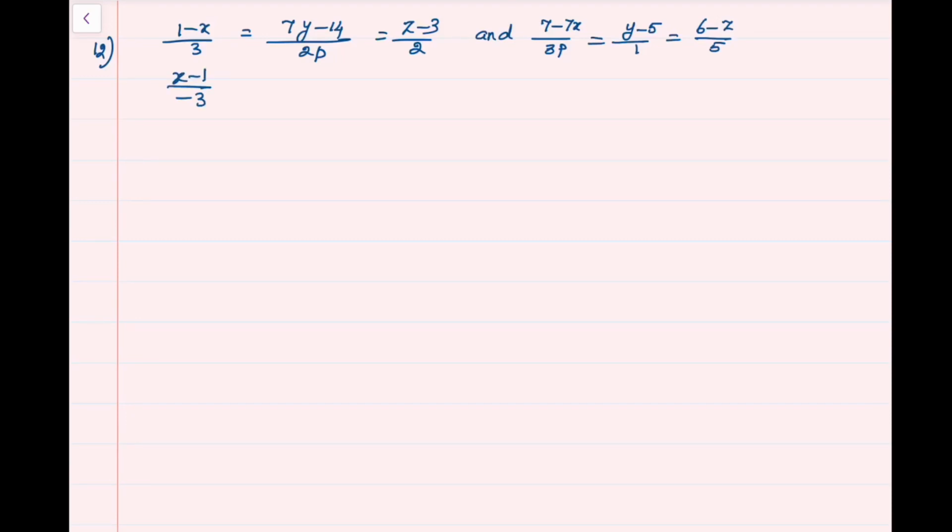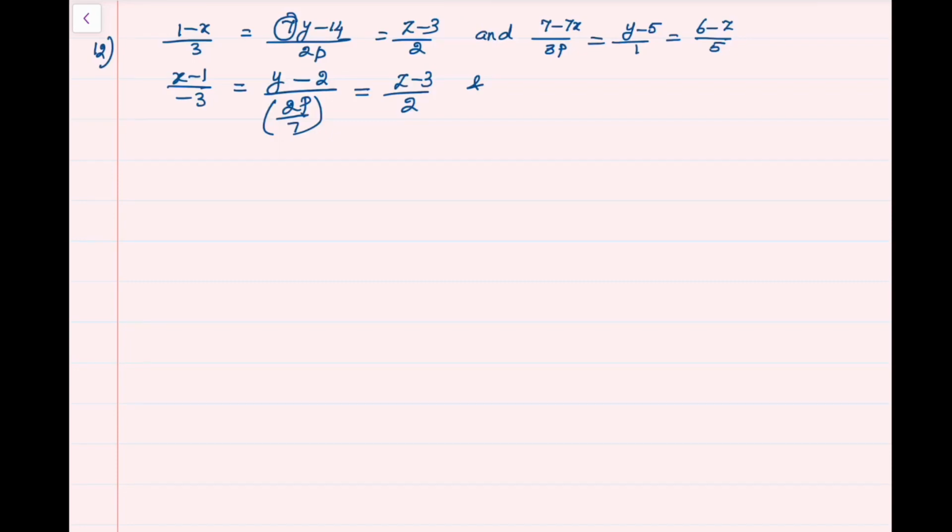X minus 1 divided by minus 3. Whatever you do to the numerator, do the same changes to the denominator also. I have changed the sign in both numerator and denominator. Equal to, let us divide by 7. Y minus 2 divided by 2p divided by 7. Don't forget to divide the denominator also. This is in the correct form. Z minus 3 divided by 2.